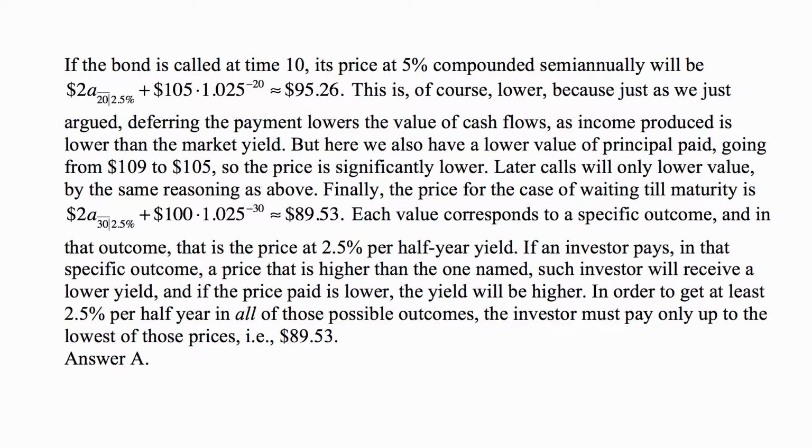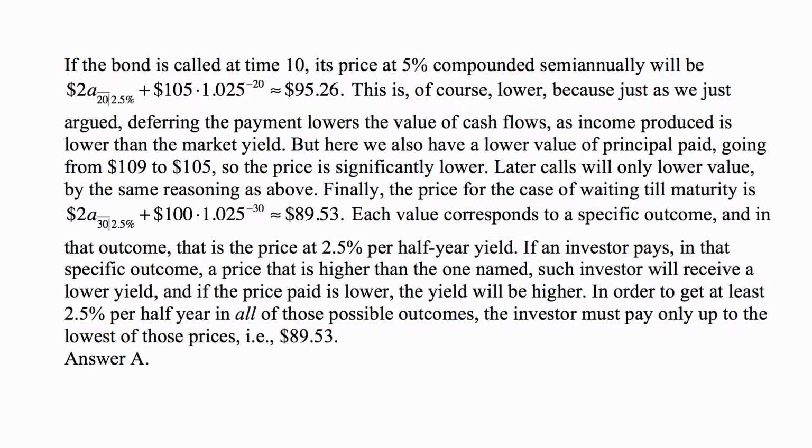Finally, the price for the case of waiting till maturity is $2 paid over 30 half-a-year periods at 2.5% and $100 discounted. So it's 89.53. Each value corresponds to a specific outcome, and in that outcome, there is the price at 2.5% per half-a-year yield.